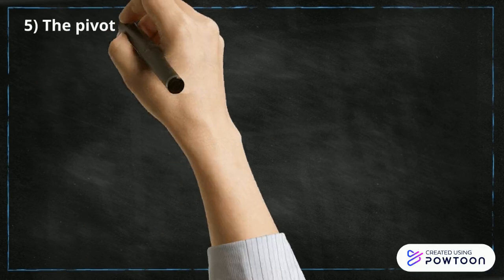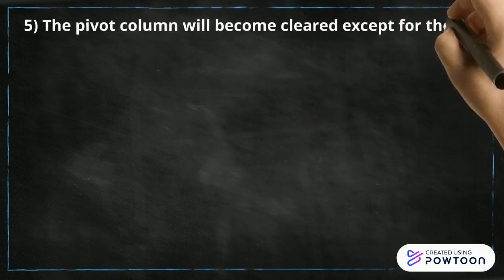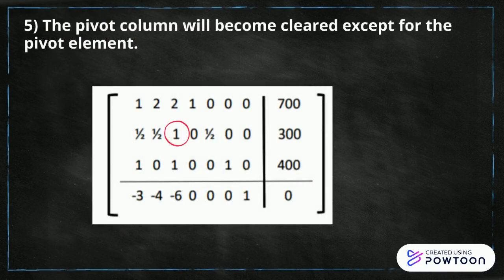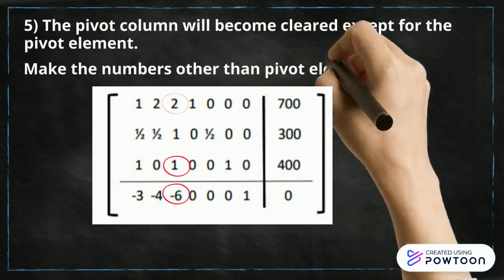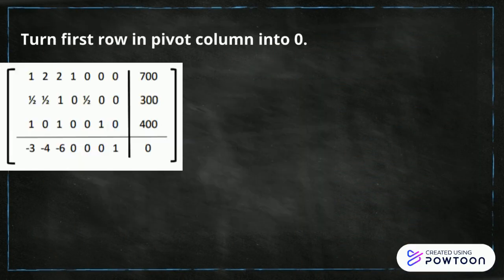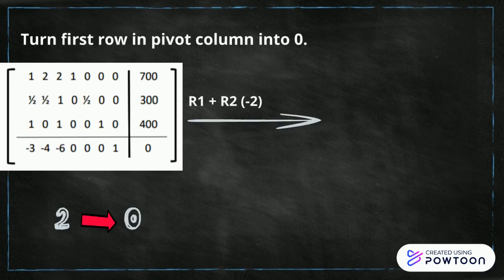The pivot column will become cleared, except for the pivot element which became 1 earlier. Therefore, we need to make the numbers other than the pivot element in the pivot column into 0. In order to get the first row in the pivot column into 0, we need to multiply row 2 by -2 and add with row 1. Therefore, we will get a new row 1.